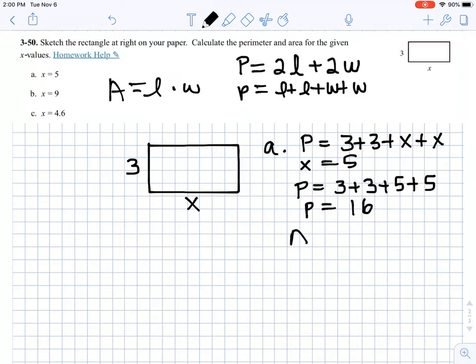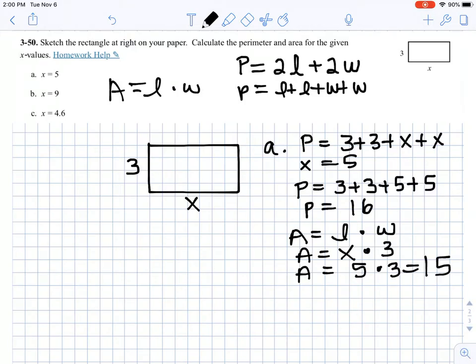And then the area would be length times width. So the area would be x times 3. So the area would be 5 times 3, which is going to be 15.